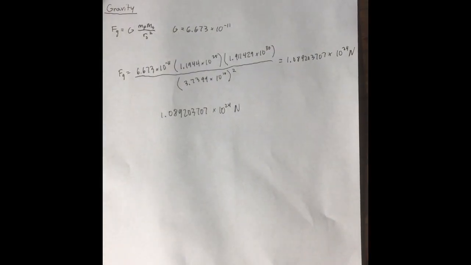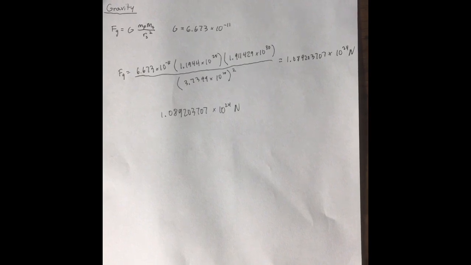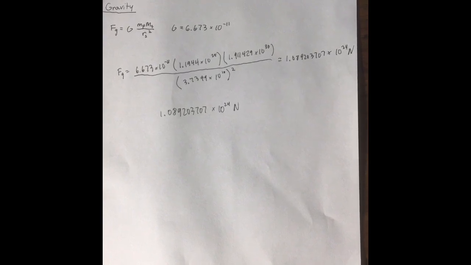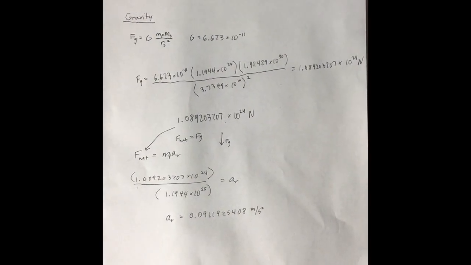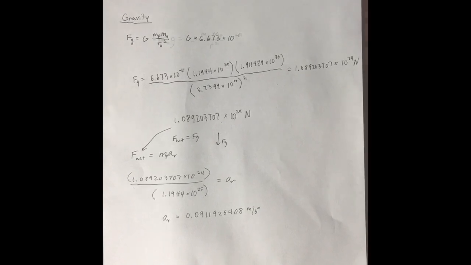If we plug in the data from the NASA website into this equation, we are able to determine the force of gravity between the two objects, and this is equal to 1.089203707 times 10 to the 24 newtons. Using this value for the force of gravity, we can determine the radial acceleration, which is equal to 0.09 meters per second squared. We can use that same formula to determine the acceleration caused by gravity on Kepler-11f.